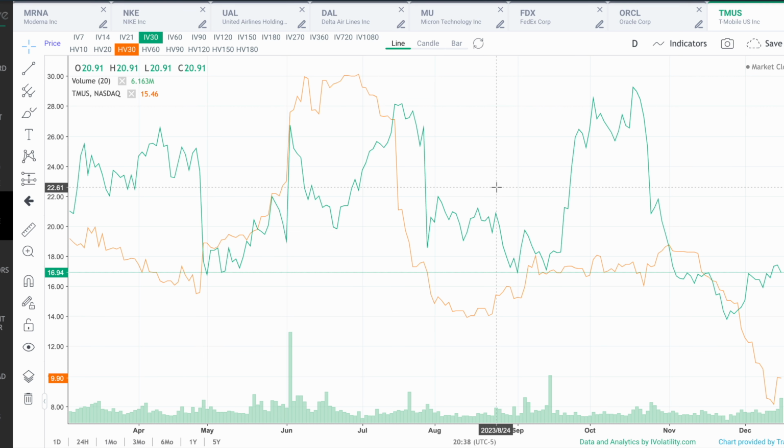One of the reasons why I picked T-Mobile, or TMUS, is that I looked at a lot of these names, and a lot of them have earnings events, so that's one of the reasons why implied volatility is so pronounced. I don't really want to make any earnings bets, but T-Mobile is one of the stocks that has a stark difference between the implied volatility and the historical volatility.